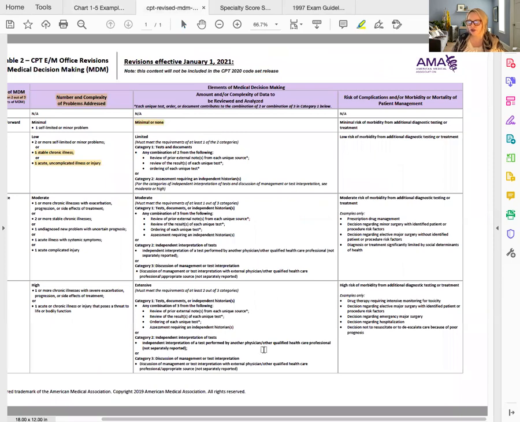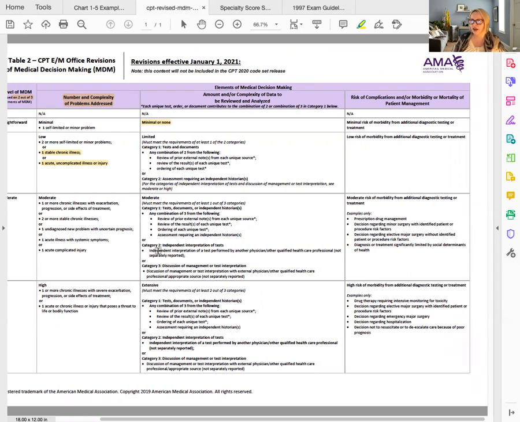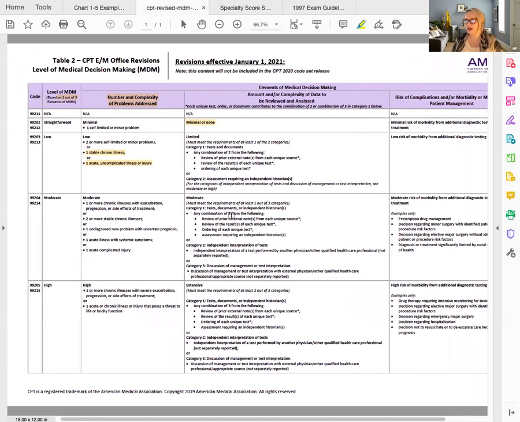I can look through categories 2 and 3, but these are going to be more in depth than what I had in category 1. For example, under a moderate level of the complexity of data, category 2 is independent interpretation of tests. So those labs and x-rays that they reviewed, if they have independently ran the results of the labs and looked under a microscope, or if they had reviewed the actual x-ray imaging and made their own assessment, that could have been counted. And they may very well have done that. But if it's not documented, it didn't happen.